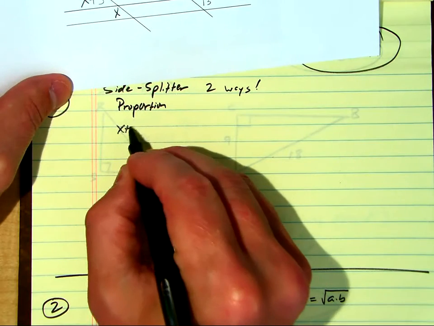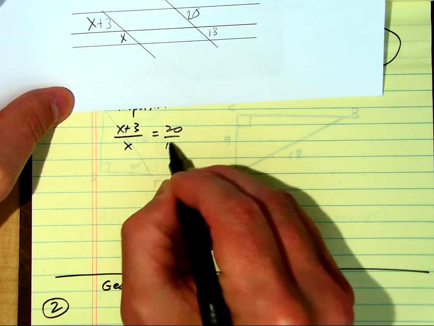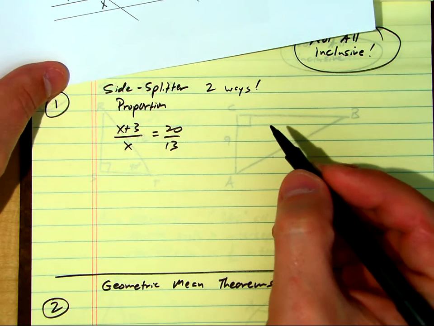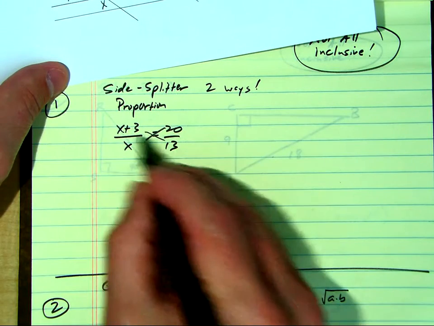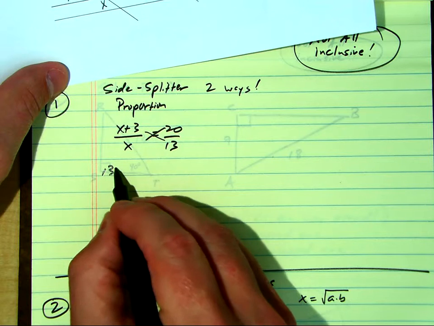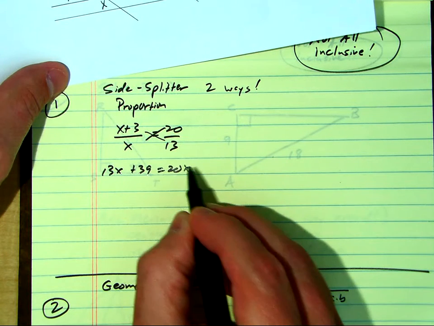Let's do it this way, just like it looks on the drawing. x plus 3 over x equals 20 over 13. Again, how do you solve a proportion? What's the key? Cross multiply, and you've got to distribute correctly. So that's 13x plus 39 equals 20x.